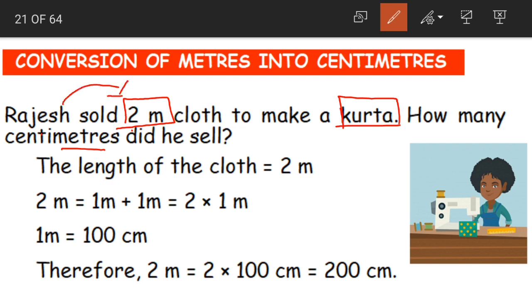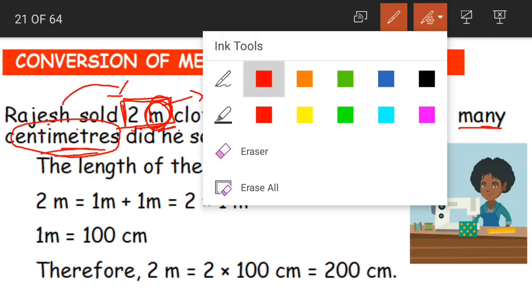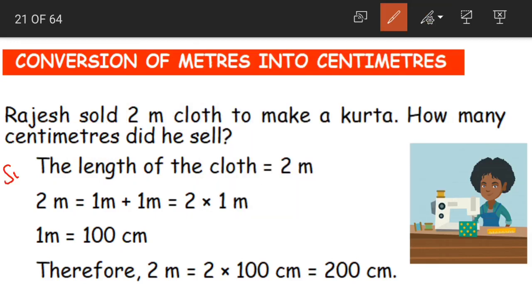Now in the question, Rajesh has sold 2 meters. The length of the cloth is given in meters. But what are they asking us? They are asking us to find out how many centimeters did he sell. Yes, he sold 2 meters. It is in meters. But they want us to tell the answer in centimeters. Now what will be the solution?